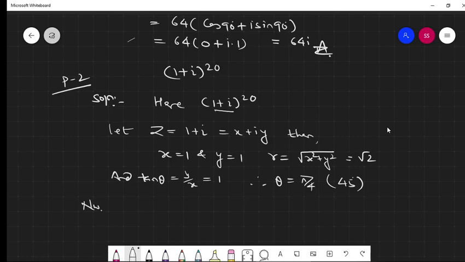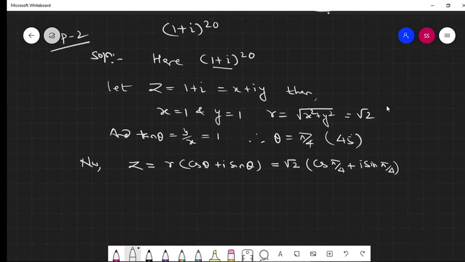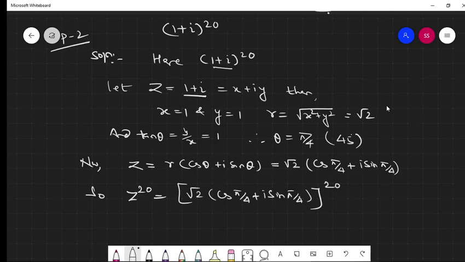Now in polar form you can express z equals r(cos theta plus i sin theta), where r is root 2, so z equals root 2 times (cos pi by 4 plus i sin pi by 4). But what we have given is z to the power 20. So z to the power 20, as we have supposed, equals (root 2 times (cos pi by 4 plus i sin pi by 4)), or 45 degrees also we can write, whole to the power 20. Now using De Moivre's theorem.